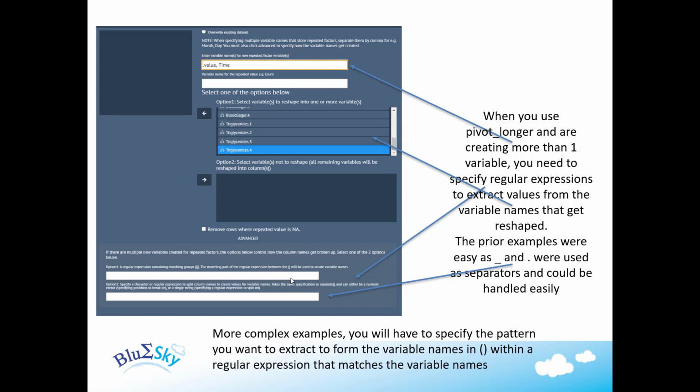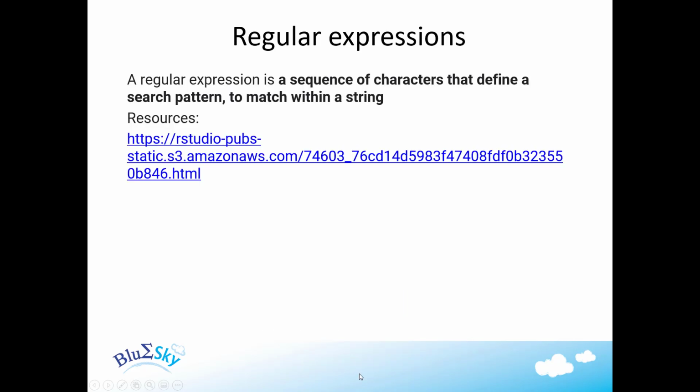Basically, what we're trying to get at is the pattern that you need to specify needs to be within the brackets, which is in turn within a regular expression that matches the variable name. So just hold on a moment and it'll be fairly straightforward. So a little bit about regular expressions. A regular expression is a sequence of characters that define a search pattern to match within a string. And in this example, the patterns that we're going to describe are going to match the variable names that you're going to reshape. Definitely encourage you to read some more.